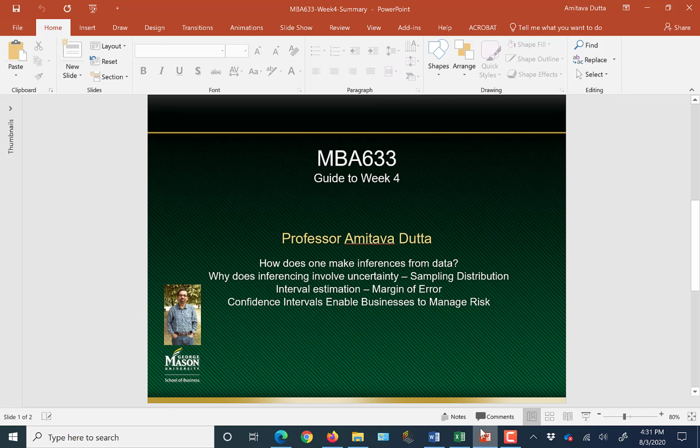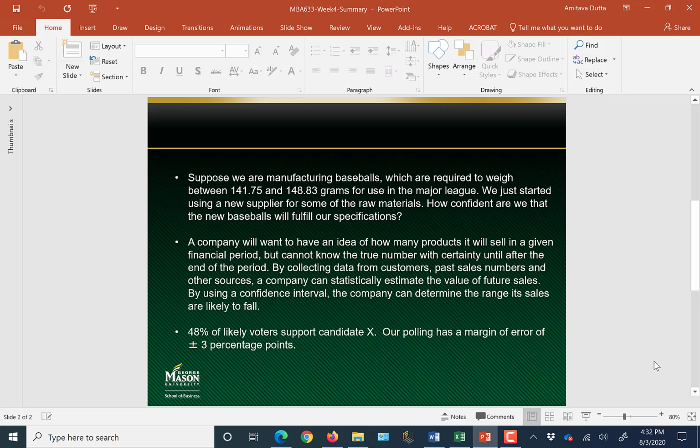Okay, coming back to this topic of inferencing, and in particular confidence intervals, that's the type of inferencing that we will be talking about this week. Let's look at a couple of examples of what kind of activities we're talking about. So the first example is in a manufacturing setting. Very often when you're manufacturing widgets, in this case it's baseballs, widgets have to be manufactured to certain specifications. For example, here we are manufacturing baseballs, and I understand that they're technically required to weigh between 141.75 and 148.83 grams for use in the major league.